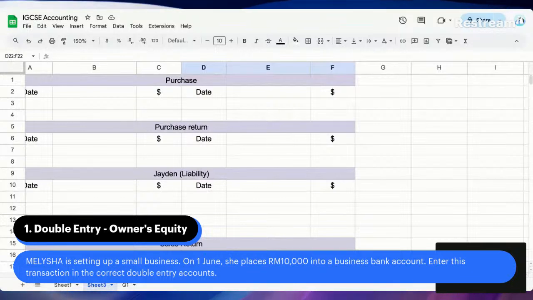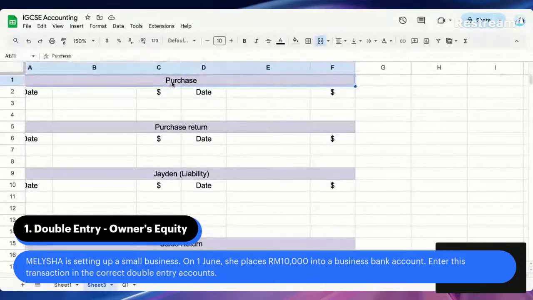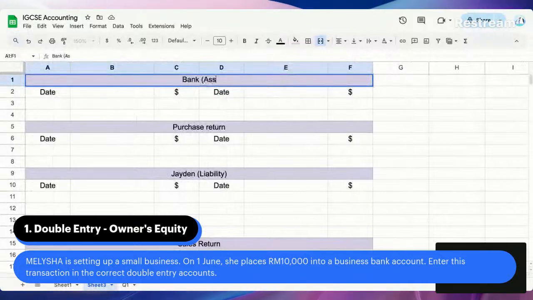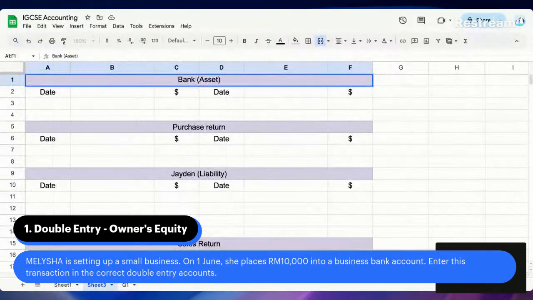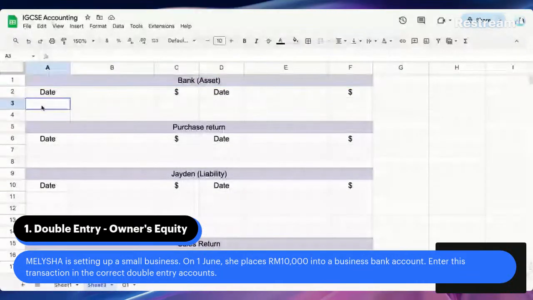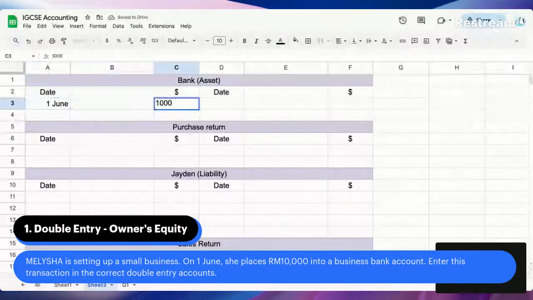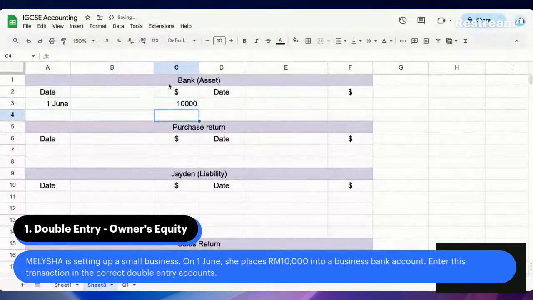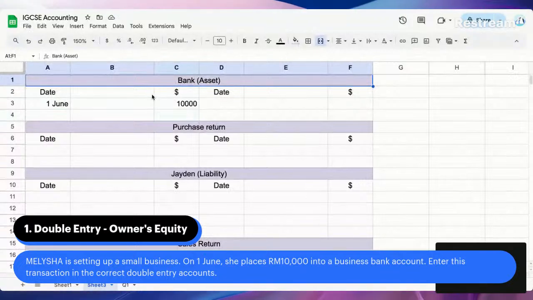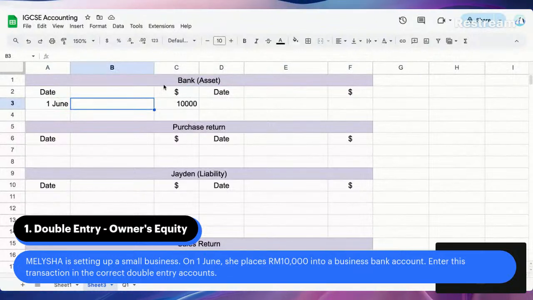Let's have a look. Okay, first of all, it's not a purchase, it's a bank account. So bank actually is an asset. This is just a hint for you to remember bank is an asset. When you are in the exam, please don't write asset, just write bank, okay? And then put the date. It happened on 1st of June. How much is that? 10,000. Remember, I mentioned just now, when an asset is increased, it is on the left. It's a debit, which is here. So that's why I put it here, which is so obvious.